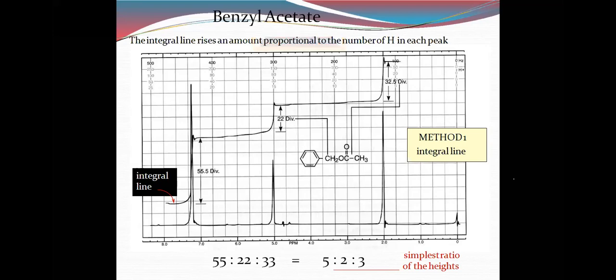Yes or no? सर जो 7.1 पे जो पीक है वो बेंजीन के हाइड्रोजन्स का होगा. Very good. और सर जो 5.1 में है वो CH2 वाले हाइड्रोजन्स का होगा, और CH3 वाला 2.1 पे होगा. Excellent. Can you tell me the reason?